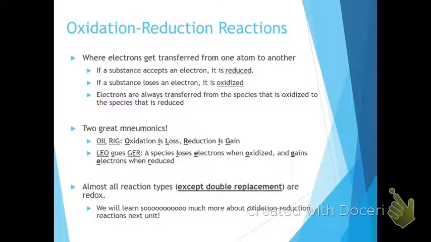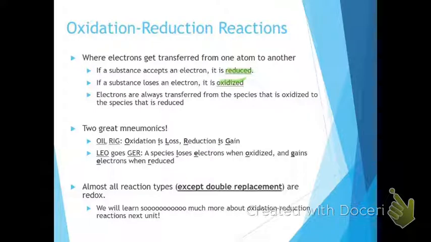Another type of reaction that we need to be able to recognize is oxidation-reduction reactions. In an oxidation-reduction or redox reaction, electrons are transferred from one atom to another. The substance or the atom that is accepting an electron is going to be reduced, and the substance that is losing an electron is going to be oxidized. Electrons are always transferred from the oxidized species to the reduced species.